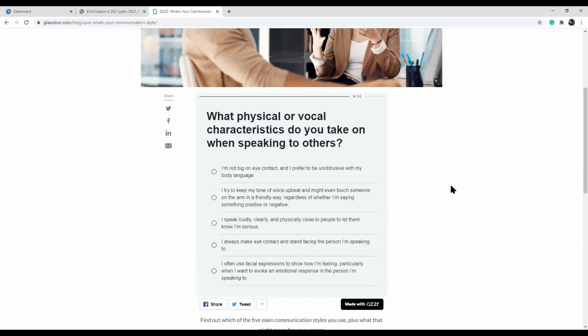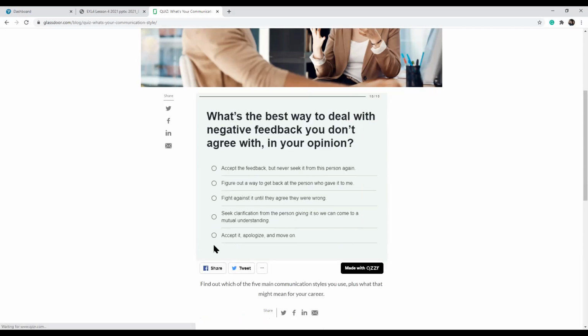What physical or vocal characteristics do you take on when speaking? I prefer to be obtuse. I try and keep my tone of voice happy and might even touch someone's arm, regardless of whether I'm saying something positive or negative. I speak loudly and clearly and physically close to people to let them know I'm serious. I always make eye contact and stand facing the person when I'm speaking to them. Yes, I always make eye contact.